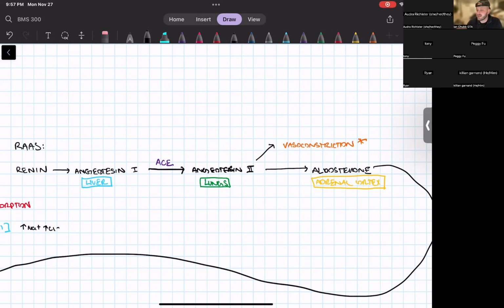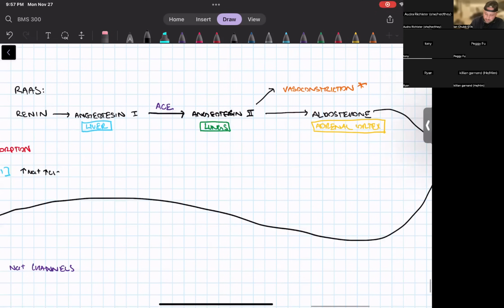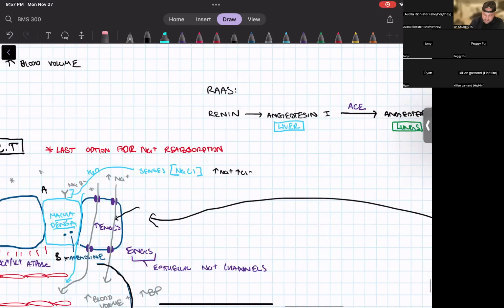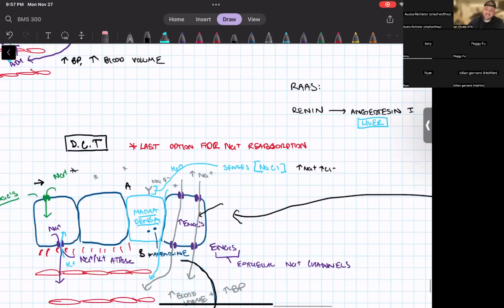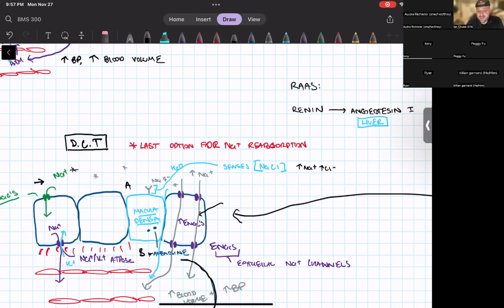And then the other thing it's going to do is cause aldosterone release from the adrenal cortex. If we remember, the adrenal cortex sits on top of the kidneys. It's a steroid hormone, which means it's going to enter the cell directly. It doesn't need a GPCR. It's going to go right through the cell membrane. And it acts as a transcription factor, and it's going to increase ENaC. So it increases the amount of epithelial sodium channels that we put on the cell surface.